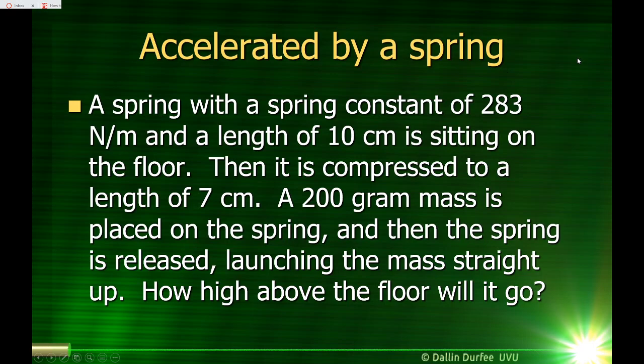Let's consider a mass that's accelerated upward by a spring. A spring with a spring constant of 283 newtons per meter and a length of 10 centimeters is sitting on the floor. Then it is compressed to a length of 7 centimeters. A 200-gram mass is placed on the spring, and then the spring is released, launching the mass straight up. How high above the floor will the mass go?